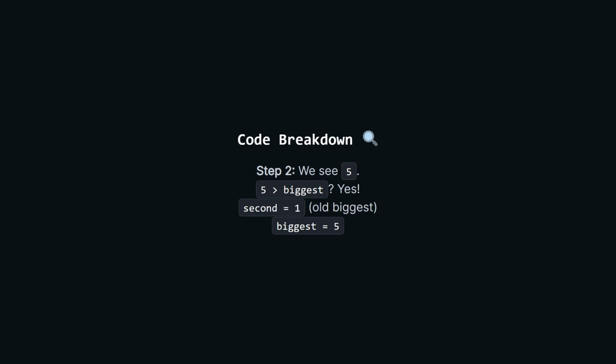Next we see 5. 5 is bigger than 1. So again, our old biggest, the 1, gets demoted to second place. And 5 takes the crown as the new biggest. Finally, we see 4. 4 is not bigger than 5, so it doesn't take the top spot. But we check our else condition. Is 4 bigger than our current second biggest, which is 1? Yes it is, so we update our second biggest to be 4.